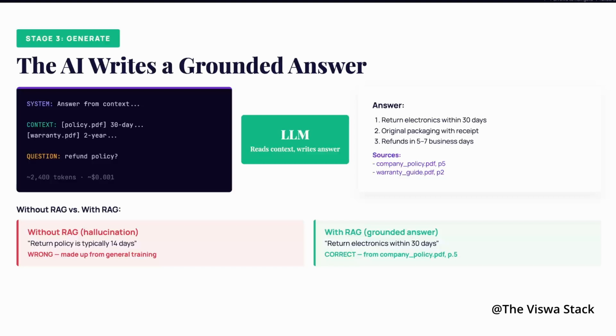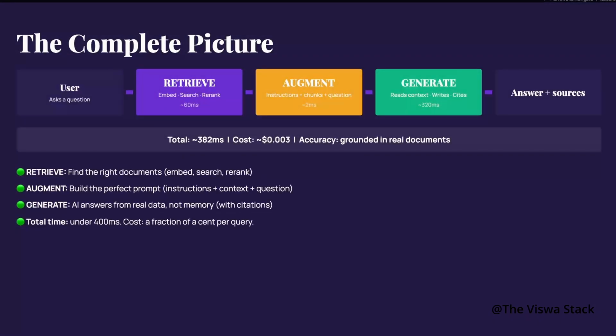Without RAG, it guesses 14 days. Confident but wrong. With RAG, it says 30 days and cites the page. Same AI, now correct and verifiable. User asks, retrieve finds docs, augment builds the prompt, generate writes the cited answer. Under 400 milliseconds, a fraction of a cent.